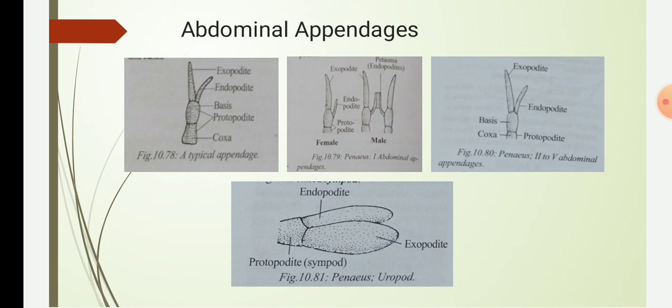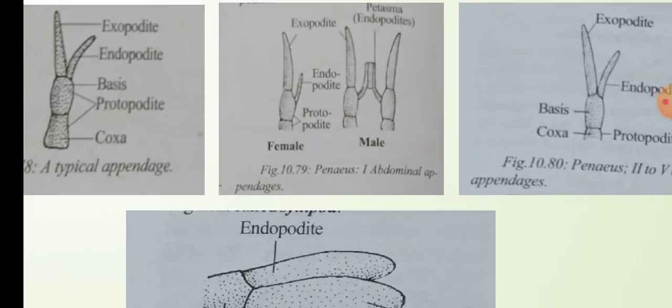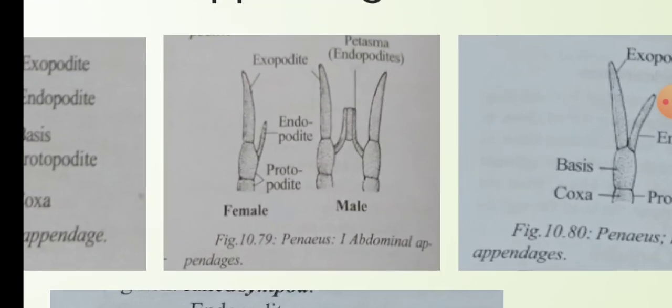The appendages will be covered with setose hair. The first pair of these pleopods differs in the two sexes, that is in male and female. In female, the endopodites are reduced, whereas in male they are membranous. The endopodites of the two sides unite to form a copulatory organ called the petasma.